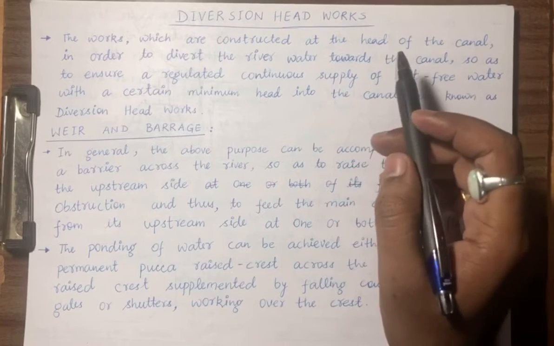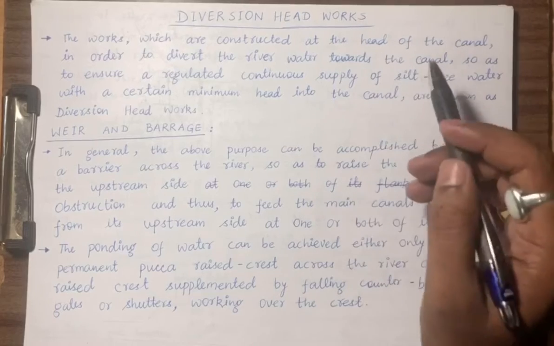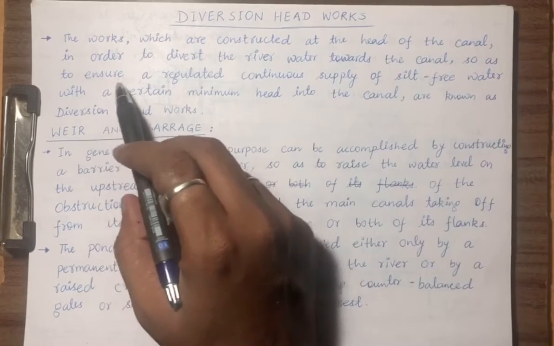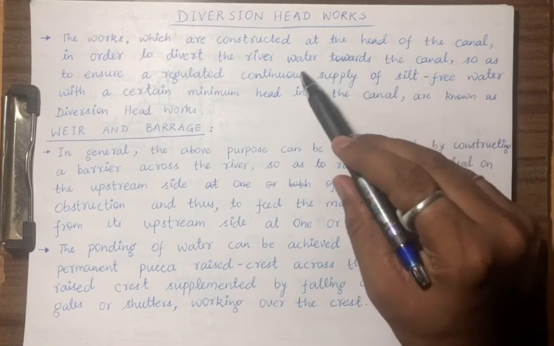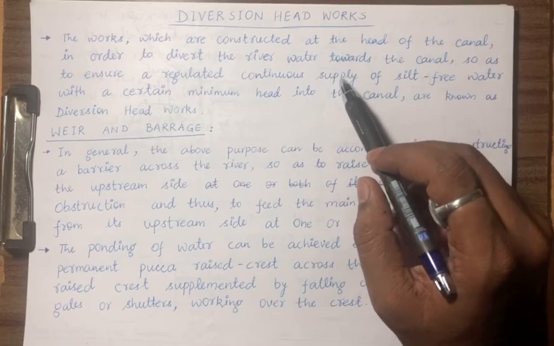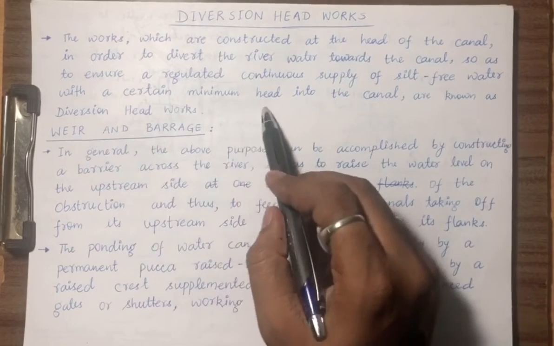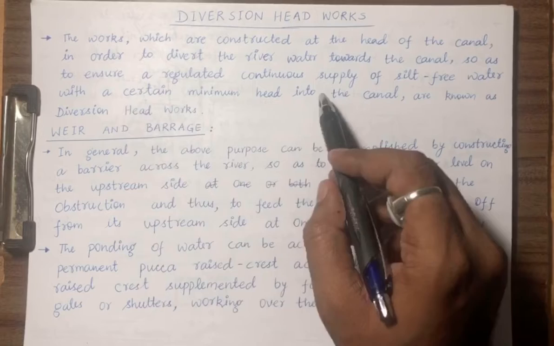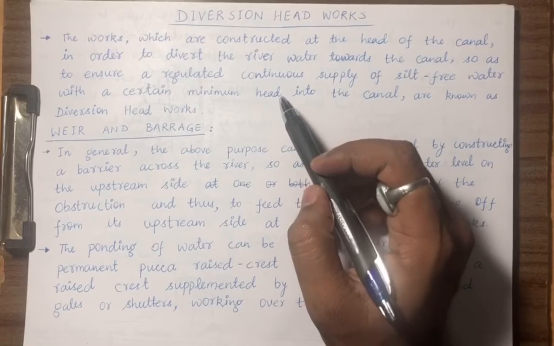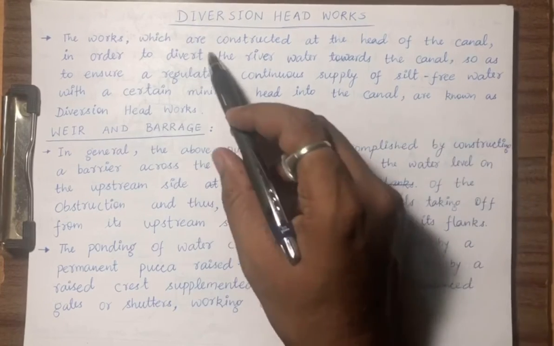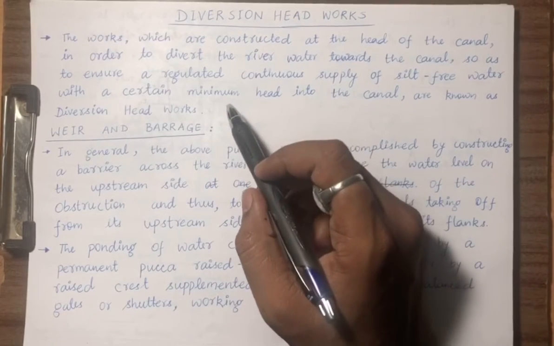So how are we going to do that? With the help of diversion headworks, which are constructed at the head of the canal, so as to ensure a regulated continuous supply of silt free water. In this process we must be aware that we require silt free water with a certain minimum head in the canal. Why is this required? So that the water can flow. Without any head, water will not be able to flow. And these structures or works are known as diversion headworks. I hope this is clear.